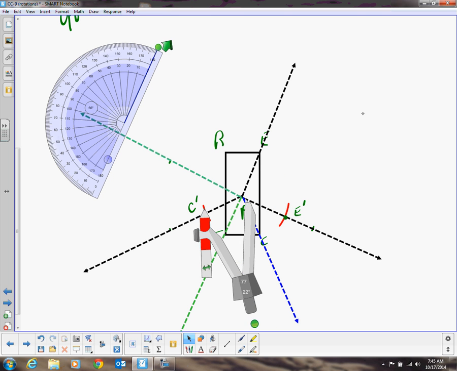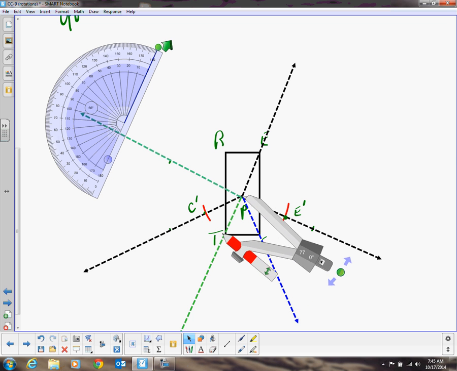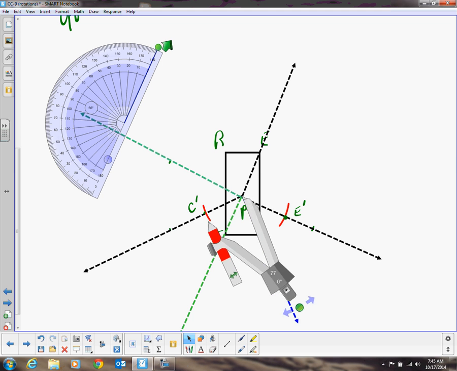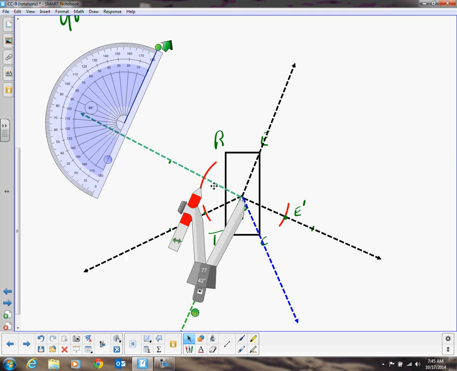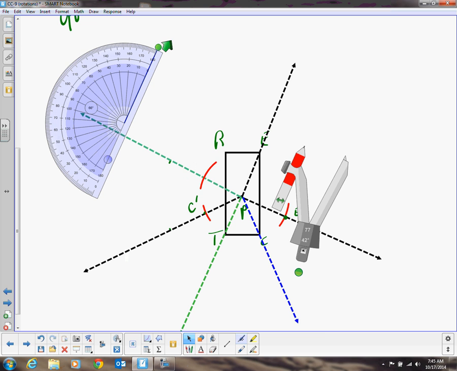On P. And then my pencil point is going to go on T. Is it there? So I'm going to come over here, maybe, yep. And I'm going to draw this arc. And what did I just locate? T prime. So this is T prime.